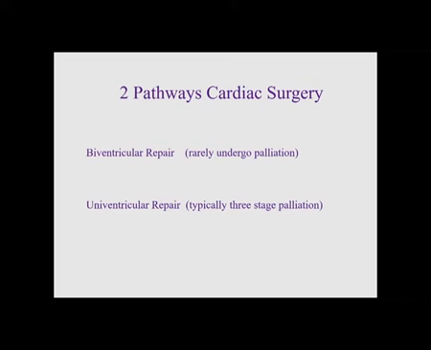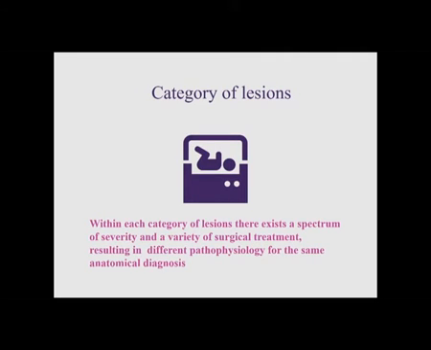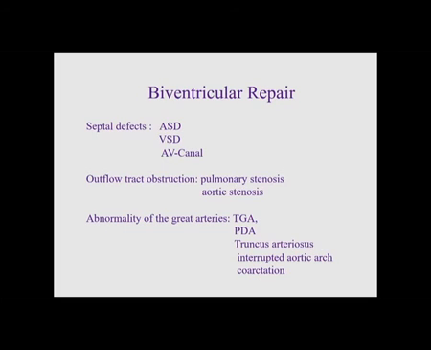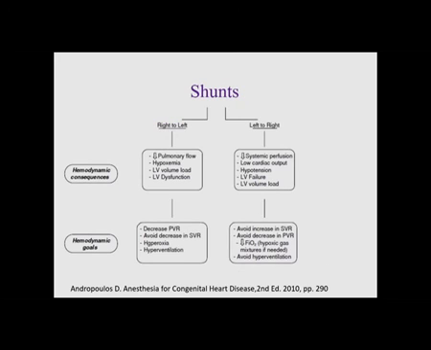And these are, as mentioned before, children that should really be done in a center where people are trained to take care of these kids. And I can only enforce that every one of these lesions has a large spectrum of severity and a large variety of surgical repair. For the biventricular repair, these are just some lesions that you can see there. Usually, some of them, depending on the severity, need palliation with a pulmonary band, for example, but most of them are a single repair.